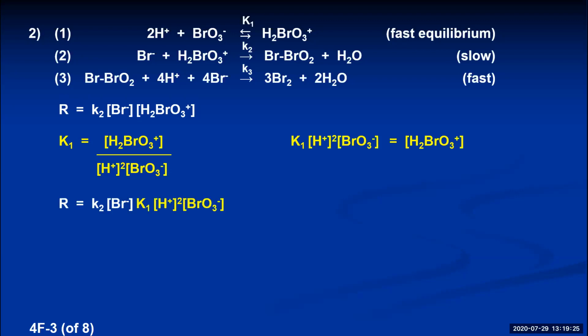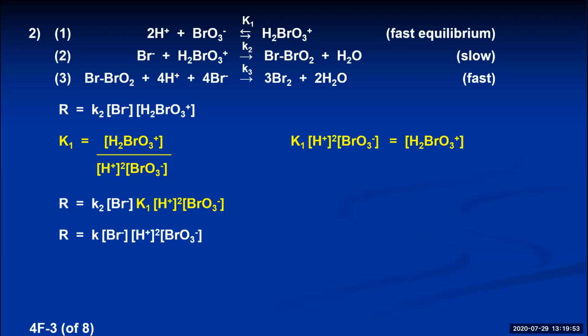Substituting that into the rate law, the rate of the reaction will therefore equal K2 multiplied by the concentration of Br minus multiplied by K1 multiplied by the concentration of H plus squared multiplied by the concentration of BrO3 minus. Combining the constants into 1, the rate law will be rate equals K times Br minus to the first, H plus to the second, BrO3 minus to the first.